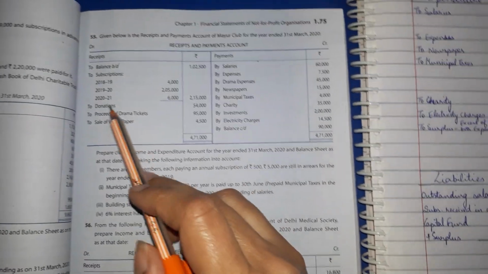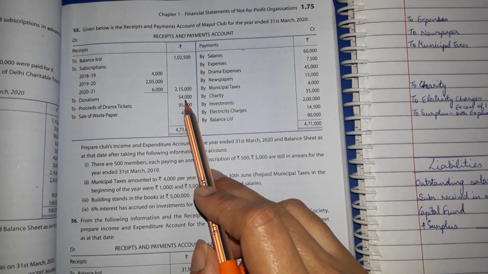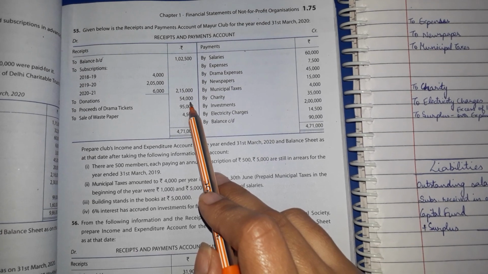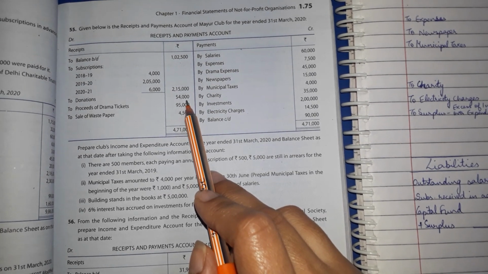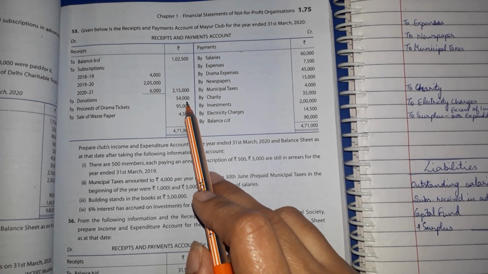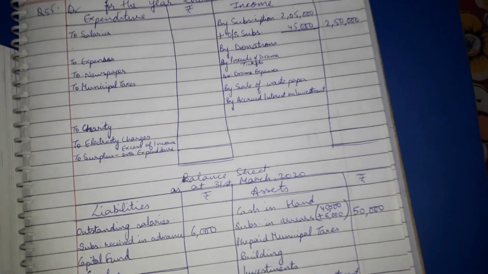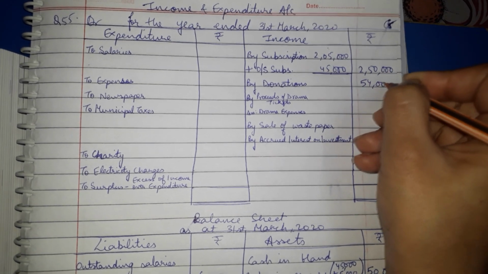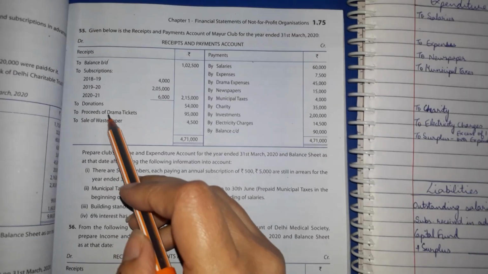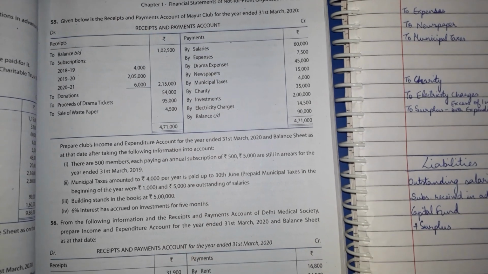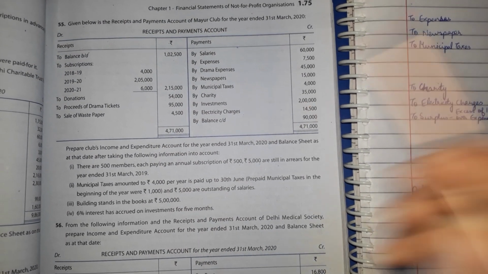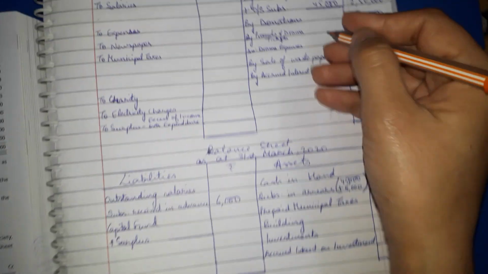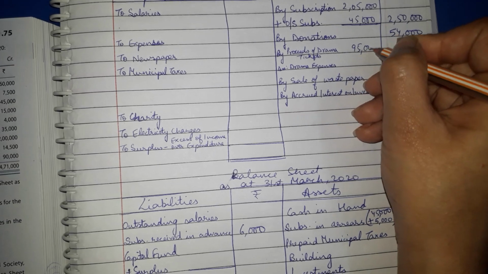Now we see the next item, that is donations, 54,000. 54,000 is the amount that we have received as donation, and it is a general donation because there is no specific purpose related to it. That will be shown on the income side. The amount will be 54,000. Then we see the next item, proceeds of drama tickets. We have sold drama tickets and we have earned money. That is 95,000. It is an income for us. We will write 95,000 on the income side.